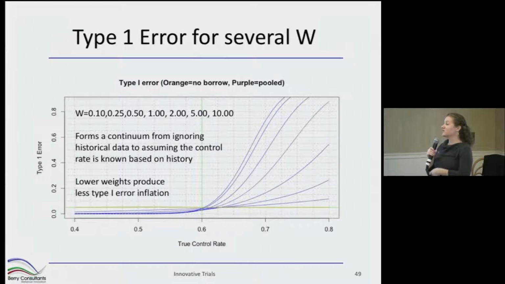The more weight that we give to the historical data, the more type 1 error inflation we see as our rate starts to differ from the truth. But as we put less weight on the historical data, we see less of that type 1 error inflation. So this line right here, for example, is weighting the historical data at just 10%. We still have some type 1 error inflation as our rate starts to drift away from 60%, but it's much lower than if we just treat our historical patients the same as our current data.